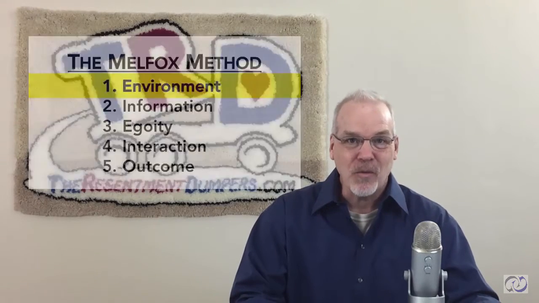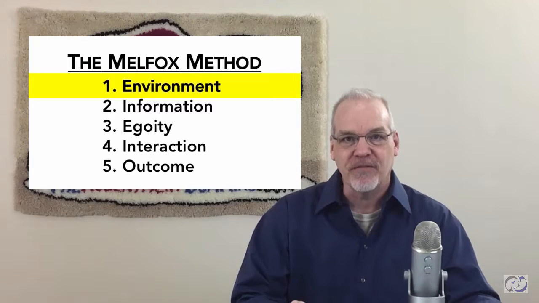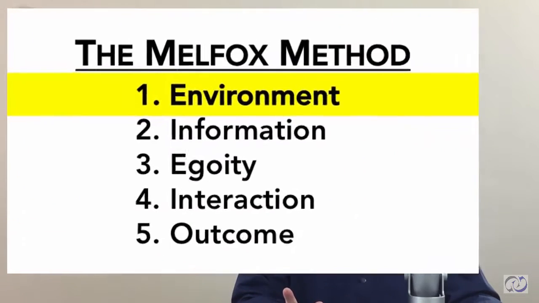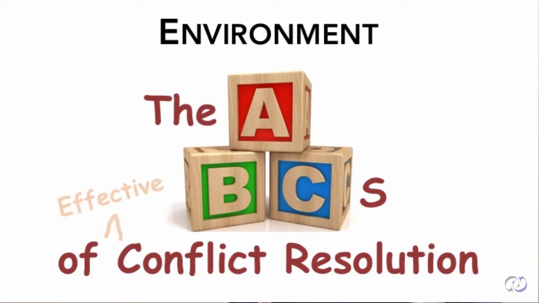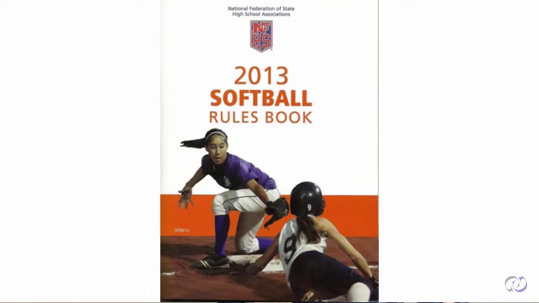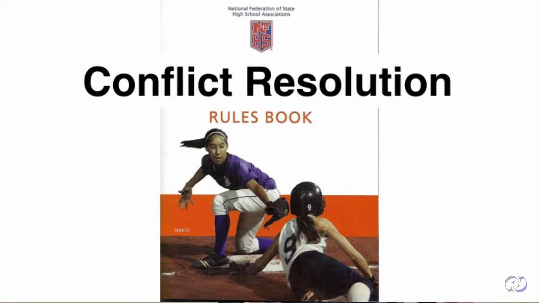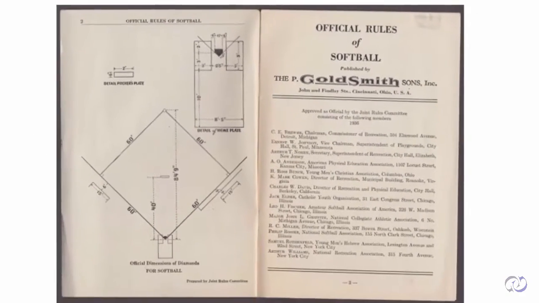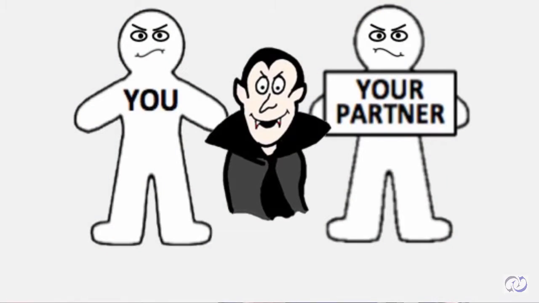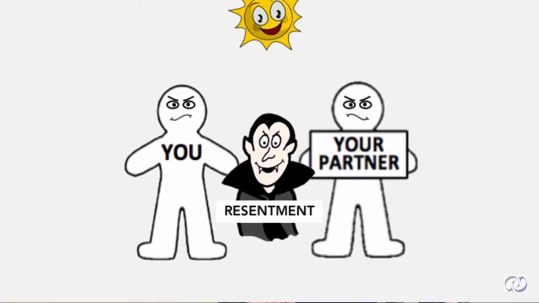In this lesson, we will begin exploring the relationship environment, the first section of the Mel-Fox method. This is where you'll learn the basic fundamentals of effective conflict resolution. Think of this section like a book of rules for a game or sport. It spells out the parameters and sets the objective. The environment section clearly defines the challenge and the solution.